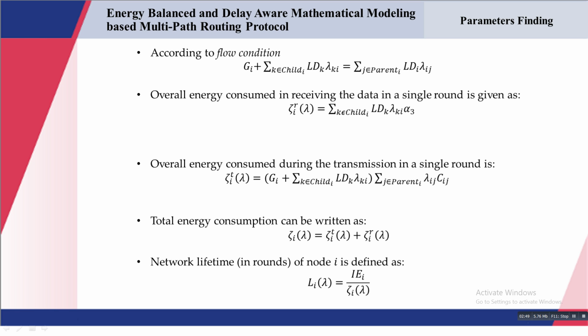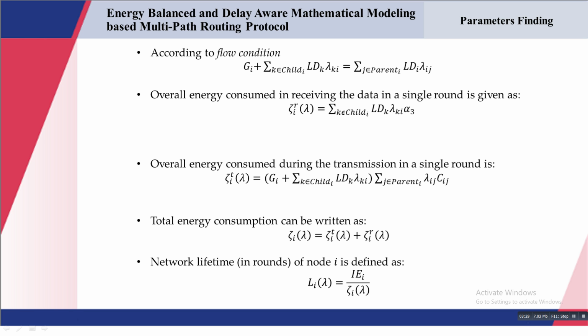And when we do the summation over all the k child nodes, it means that the child nodes will completely transfer their data towards the ith node, or we can say that the ith node has received the data from all the child nodes. Yes, that is correct. And the right hand side is representing that the ith node is transferring its data towards the jth parent node. So this is the whole equation explanation.